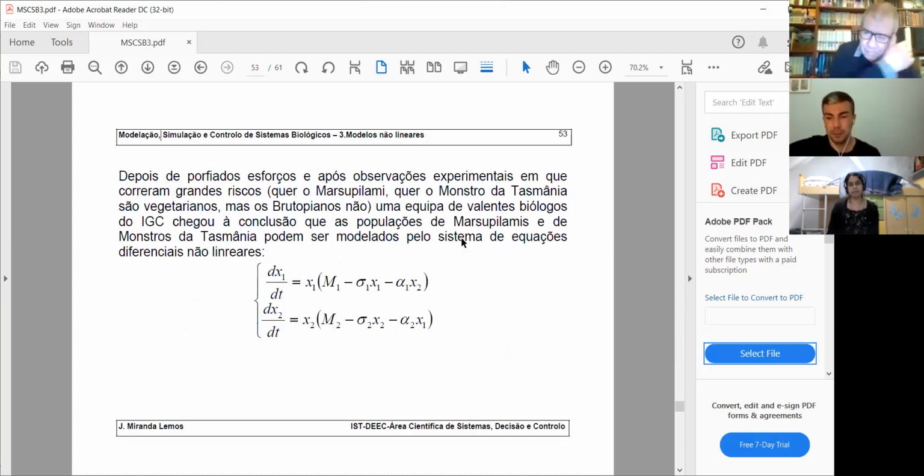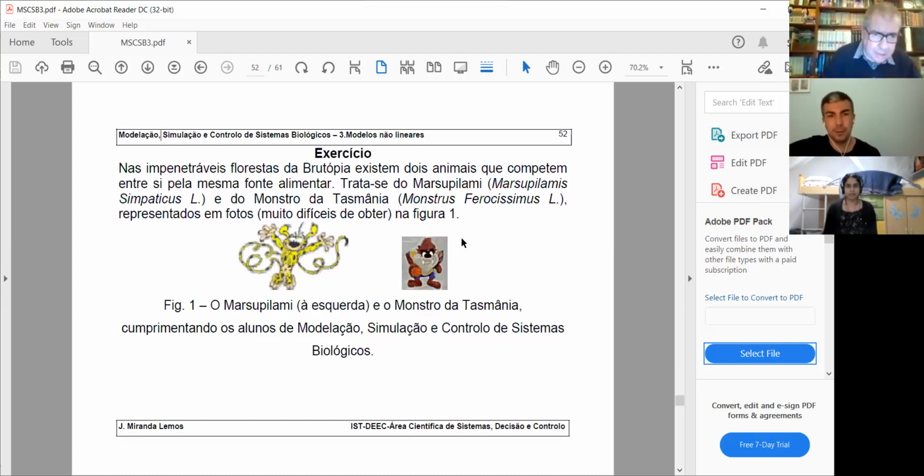So suppose you know these animals, Marsupilami and Tasmanian monster. Did you know them? Tasmanian devil, I know. Okay, but probably you don't know the Tasmanian monster that really exists, which serves as inspiration for this one. These are characters from comics. You like comics, comic books? Yeah, more or less. I used to, but I liked it very much.